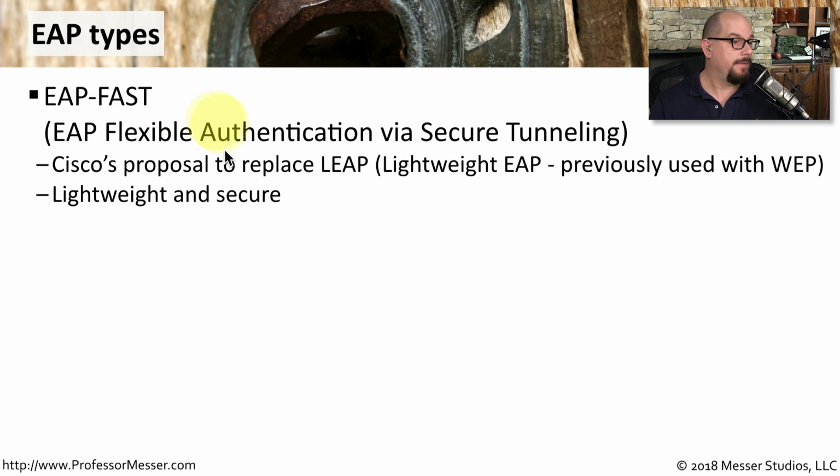That stands for EAP Flexible Authentication via Secure Tunneling. Cisco created EAP Fast as a way to replace the older LEAP protocol. LEAP was an authentication method used previously with Wired Equivalent Privacy, which of course is no longer in use. That lightweight version of EAP was replaced with a new and secure version of EAP, which was EAP Fast.